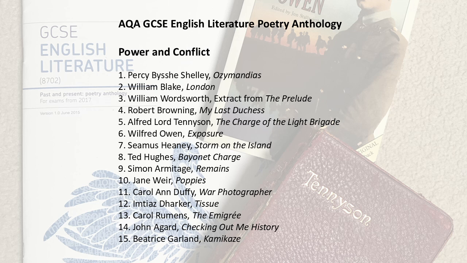by Wilfred Owen, Storm on the Island by Seamus Heaney, Bayonet Charge by Ted Hughes, Remains by Simon Armitage, Poppies by Jane Weir, War Photographer by Carol Ann Duffy, Tissue by Imtiaz Dharker, The Emigre by Carol Rumens, Checking Out Me History by John Agard, and Kamikaze by Beatrice Garland. So there are some very nice poems in that selection.